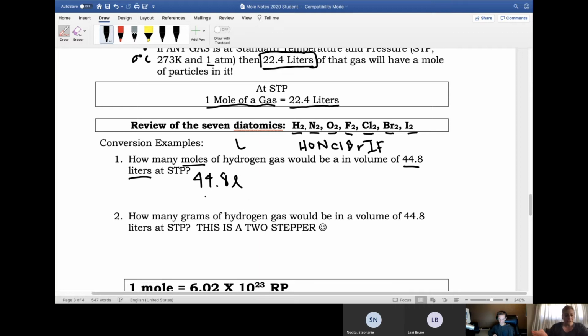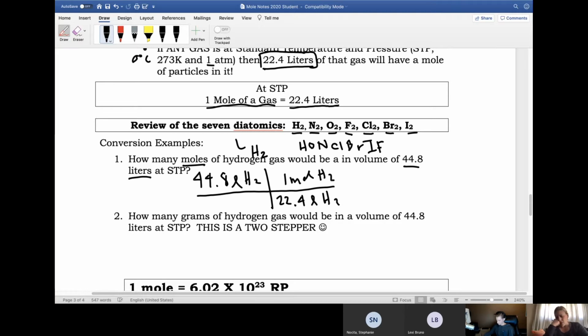So that's how I write my liter. And it's hydrogen gas. So remember, hydrogen gas is a diatomic molecule, so it's written as H2. Now, I want to convert that to moles. So whenever you want to go from liters to moles, you're going to use this equality. So we're going to go 22.4 liters of hydrogen is 1 mole of hydrogen.